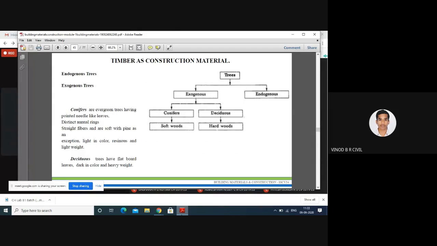And timber as a construction material, as we already discussed. Stone is also one of the major construction, or nothing but a building material. Stone we completed. Brick, we discussed the two types of bricks. First one is the red brick and cement concrete block, and next one is the fine aggregate and coarse aggregate. Technically we call it fine aggregate and coarse aggregate.